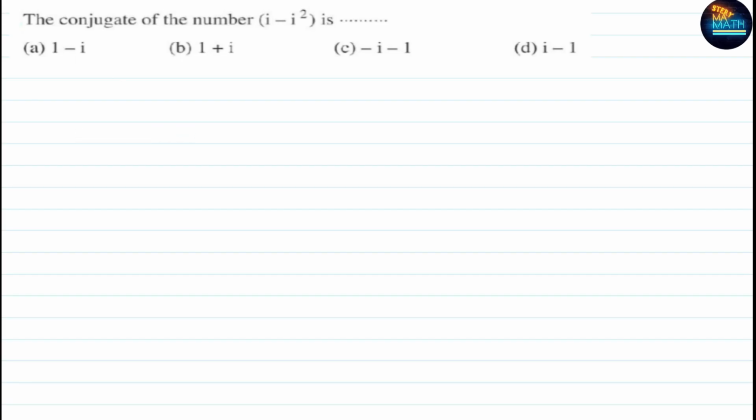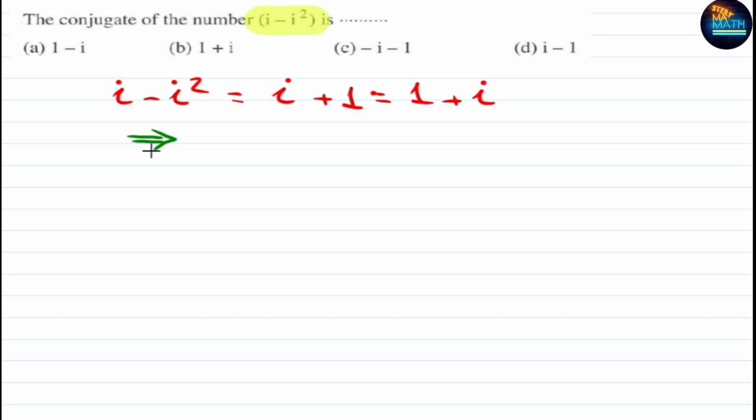The conjugate of the number i minus i squared is 1 minus i, 1 plus i, negative i minus 1, or i minus 1. Before getting the conjugate of the number, you need to simplify the expression i minus i squared, because i squared is equal to negative 1. So i minus negative 1, or i plus 1. So it's equal to 1 plus i, by writing the real part first and the imaginary part second.